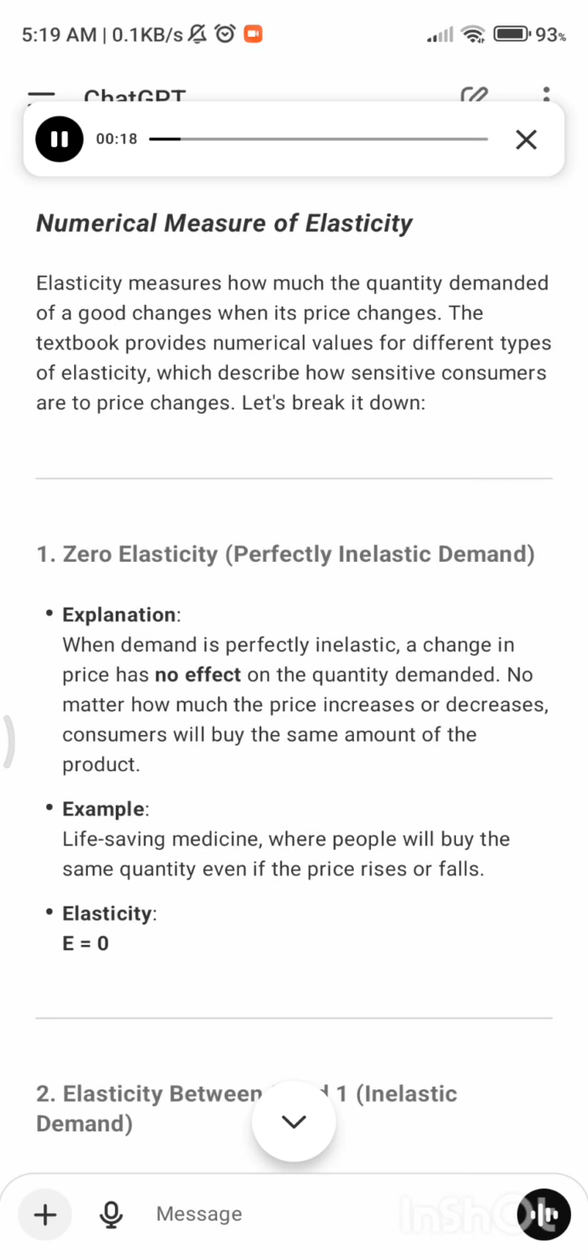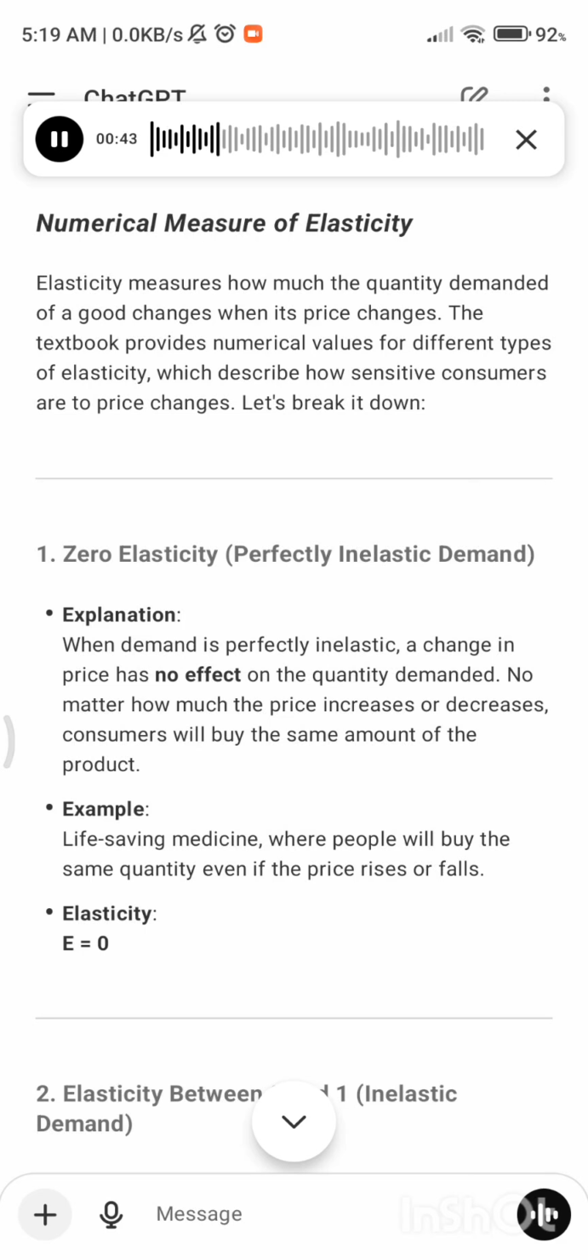1. Zero elasticity. Perfectly inelastic demand. Explanation: when demand is perfectly inelastic, a change in price has no effect on the quantity demanded. No matter how much the price increases or decreases, consumers will buy the same amount of the product. Example: life-saving medicine, where people will buy the same quantity even if the price rises or falls.